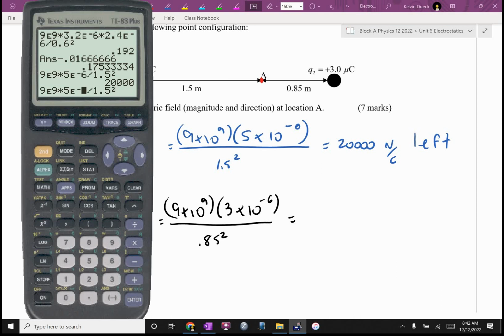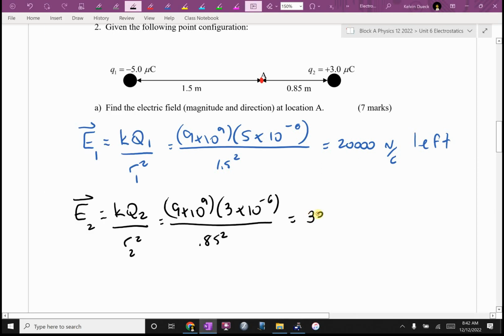I'm going to be lazy. I can backspace and edit. By the way, hopefully you figured out this trick, that a lot of this you can backspace and just change a couple of numbers. Instead of a 5, it's going to be a 3, and it's going to be a 0.85. Don't forget the squared, Mr. Dewick. Did you get 33,370 and change? What was it, Mr. Dewick? 37,370 newtons per coulomb. Direction, which way would a positive sitting right there want to move because of this guy? I think also left. It would be repelled.